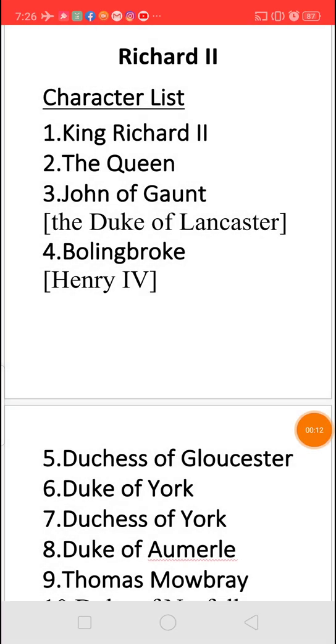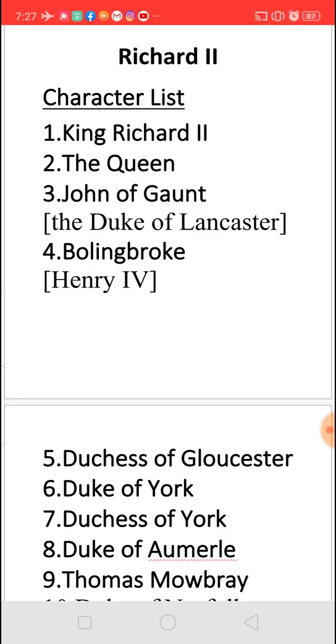First, we will see the main characters. The main character is, of course, Richard II, who is the King of England. Who is this Richard II? He is the grandson of King Edward III and the son of Edward, Prince of Wales. But the Prince of Wales dies in a battle, and after Edward III, Richard II becomes the King of England, and at that time he is only 10 years old.